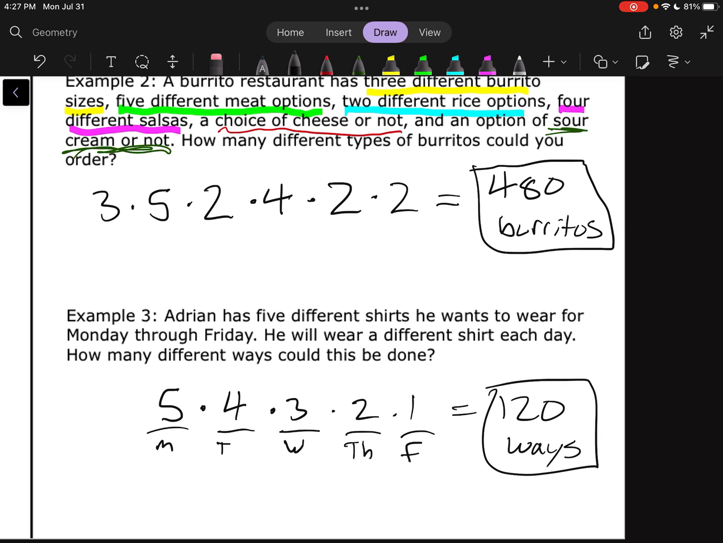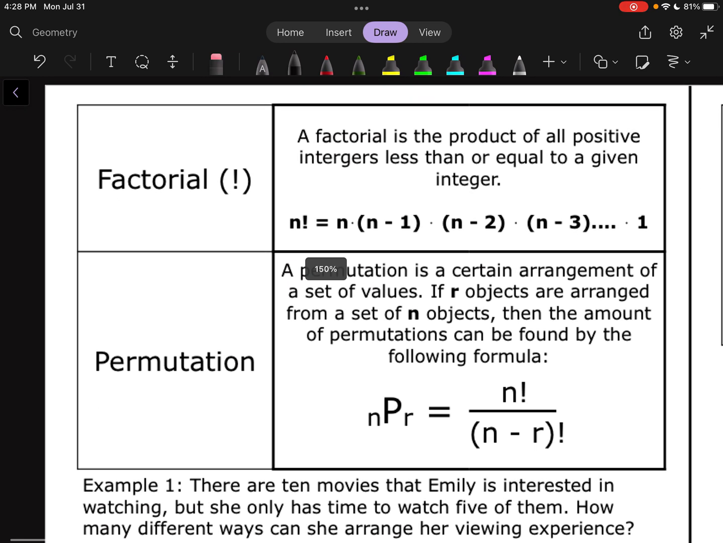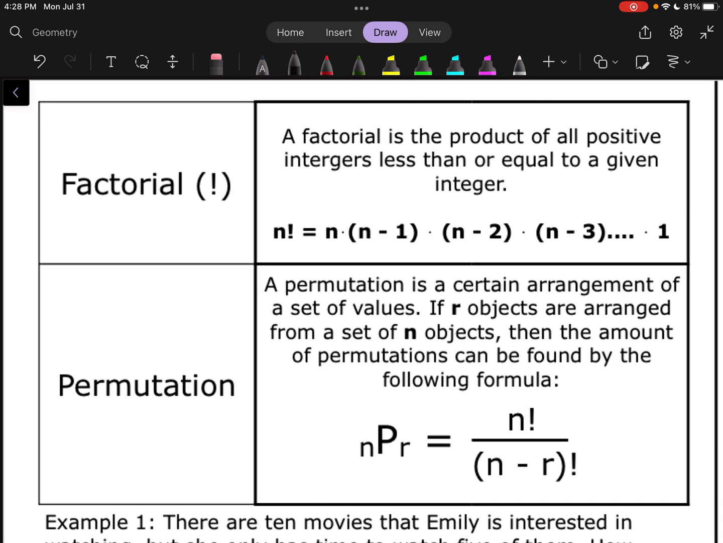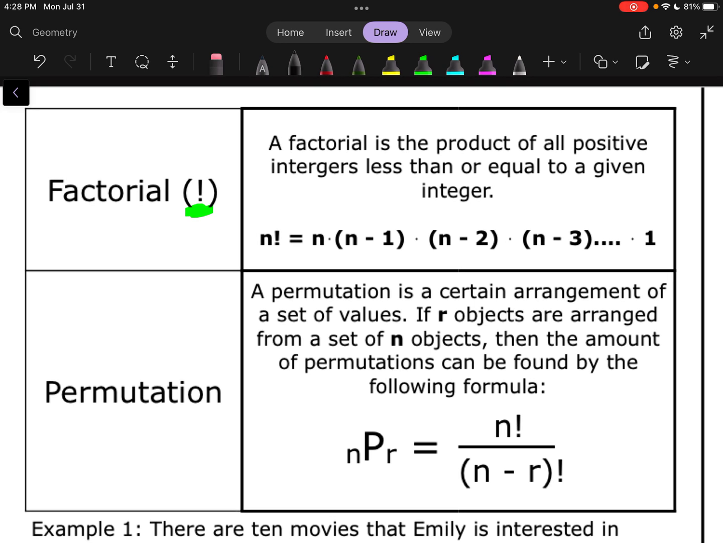Cool. Now, what we just did there, 5 times 4 times 3 times 2 times 1, actually has a unique mathematical name. We're going to see that on the inside. The inside says factorial, with this exclamation point. What is a factorial? A factorial is the product of all positive integers less than or equal to a given integer. So n factorial, where n could be any number, would be equal to n times n minus 1 times n minus 2 times n minus 3 all the way down to 1.